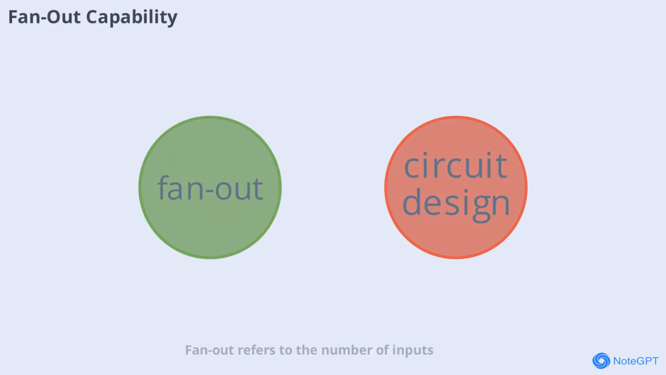Fan-out refers to the number of inputs a CMOS inverter can drive without performance degradation. High fan-out capability is important for connecting multiple gates in complex circuits. Designers must ensure that the inverter can handle the required load while maintaining speed and reliability. We'll explore how fan-out is determined and its significance in circuit design.